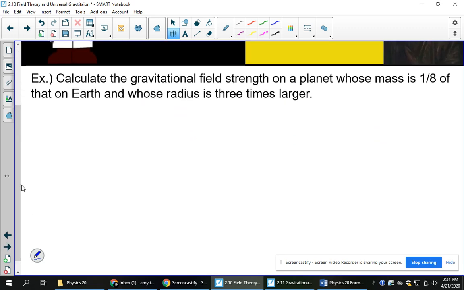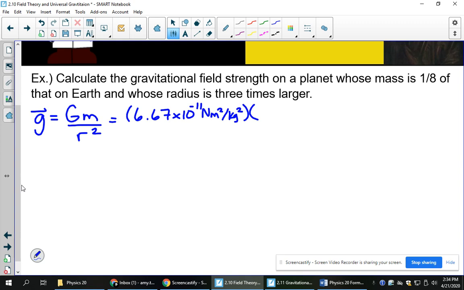Calculate the gravitational field strength on a planet whose mass is 1/8 of that on Earth and whose radius is 3 times larger. So we're writing the same numbers for Earth, but we're going to take the mass and we're going to do 1/8, which is just dividing by 8, and we're going to take the radius and triple it. So it's going to look like this. Nothing tricky going on with G. It's still just 6.67 times 10 to the negative 11.